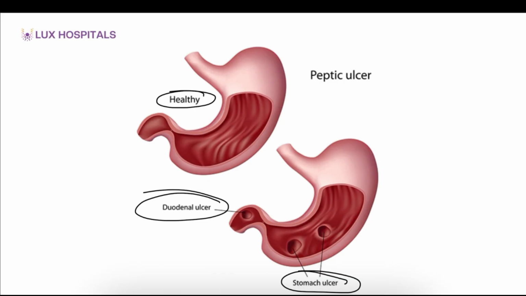So what are the main aggressive factors causing peptic ulcer disease? We have aggressive factors, that is acid and pepsin, and we have one bacterial infection, that is H. pylori, and NSAIDs. So these are the aggravating factors of our peptic ulcer disease. And we have some protective factors, that is mucus, bicarbonate, prostaglandins, and mucosal blood flow and so on.